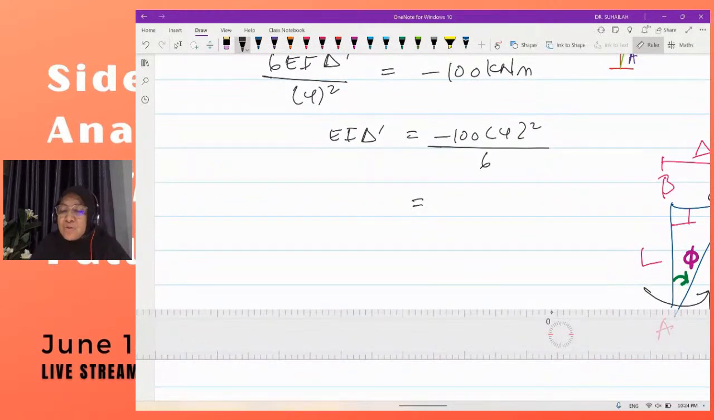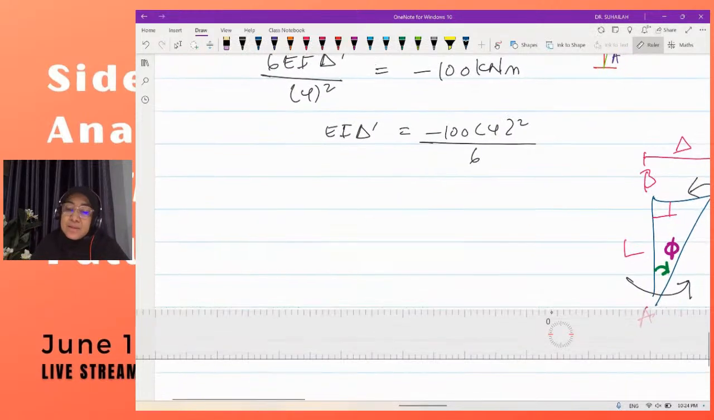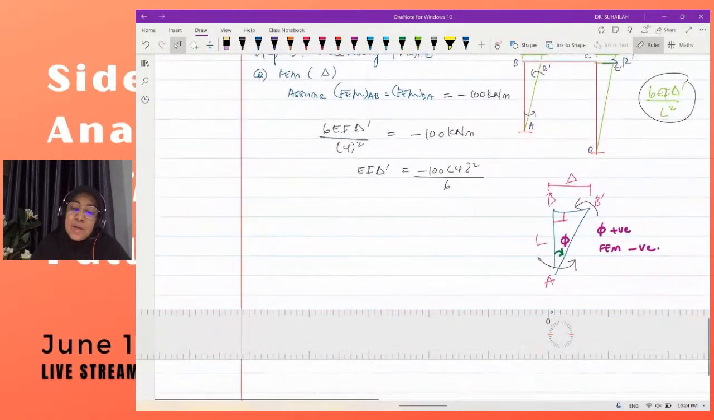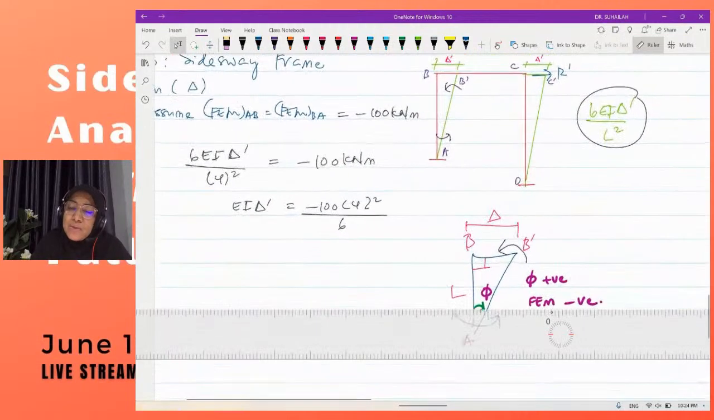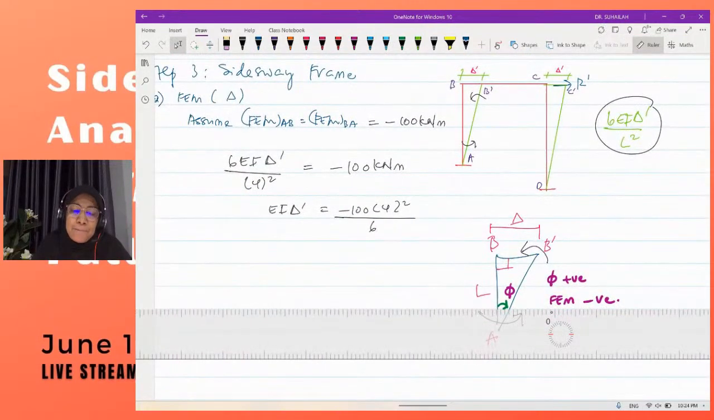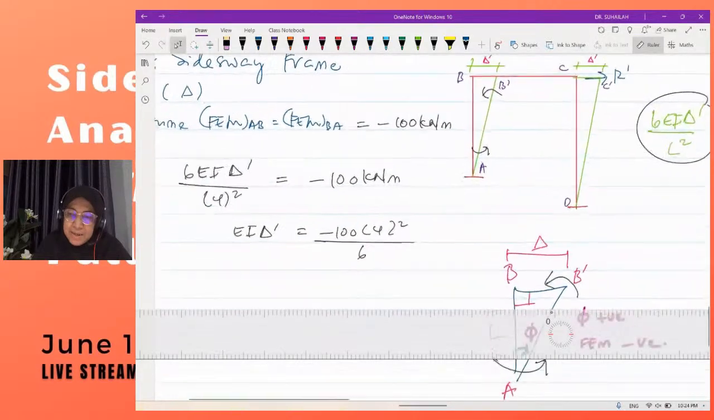100 times 4 squared divided by 6. Okay? Or just remain like this, doesn't matter. Okay, now we want to calculate FEM for member CD.